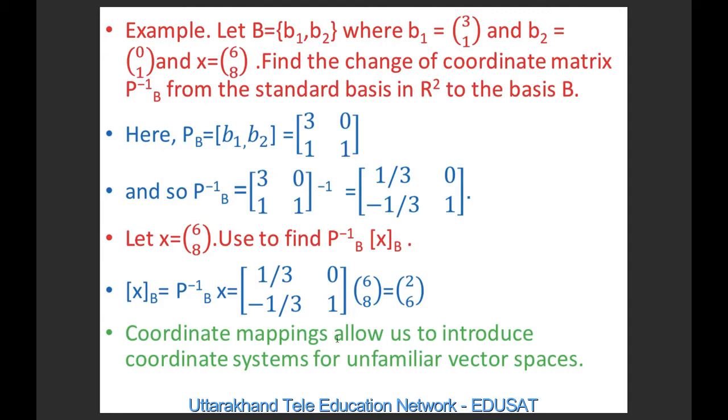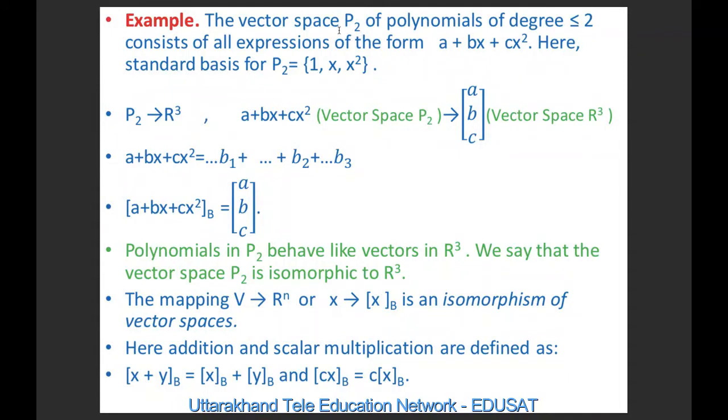So coordinate mapping allows us to introduce coordinate systems for unfamiliar vector spaces. Suppose a vector space P2 of polynomials of degree less than or equal to 2 consists of all expressions of the form a plus bx plus cx square. Here the standard basis for P2 is 1, x and x square. So on one side we have P2, on another side we have three-dimensional space. So a plus bx plus cx square is a vector in P2, and this (a, b, c) is a vector in R cube.